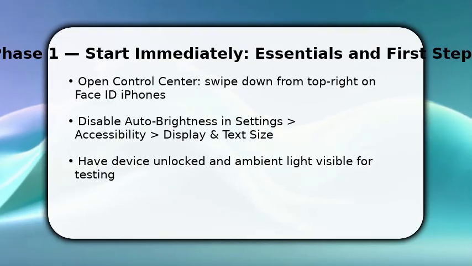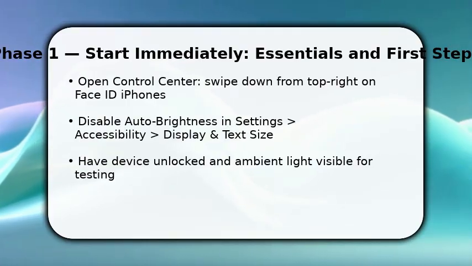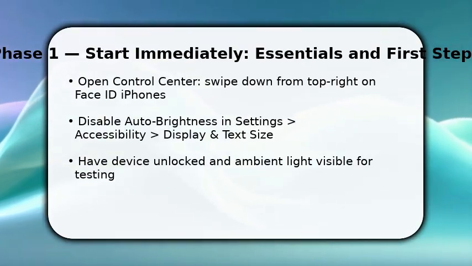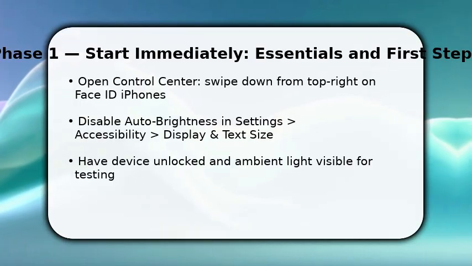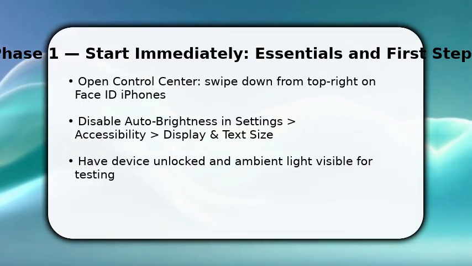You'll begin by getting direct control. Open Control Center and locate the brightness slider. You want immediate feedback. Next, disable auto brightness so your adjustments stay fixed.